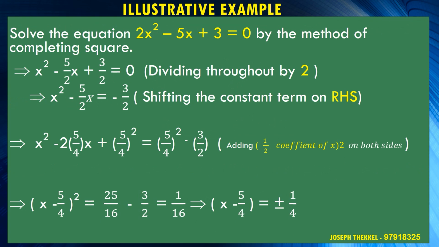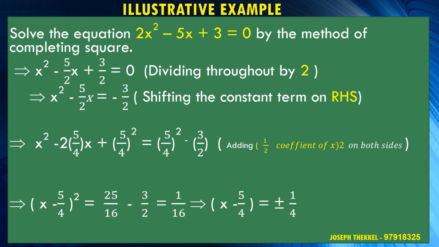Illustrative example. Solve the equation 2x square minus 5x plus 3 equal to 0 by the method of completing square. Dividing throughout by 2 gives x square minus 5 by 2 x plus 3 by 2 equal to 0. Shifting the constant term on right hand side gives x square minus 5 by 2 x equal to minus 3 by 2.